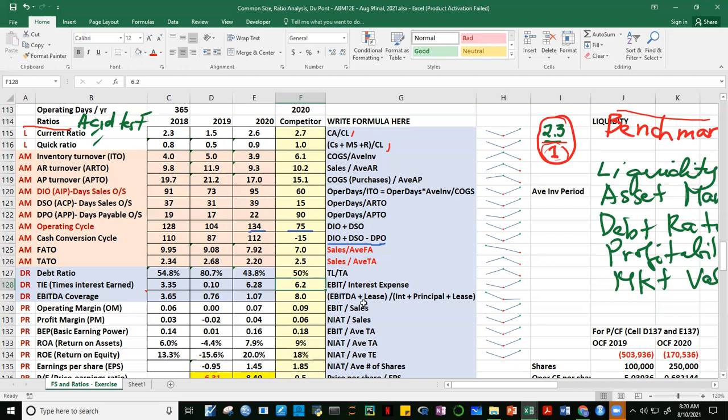Kasi di ba, remember, saan ba nanggagaling yung pagbayad sa interest expense? Sa EBIT. Kasi EBIT is earnings before interest and taxes. So the higher the times interest earned, the more capable is the company in paying its interest expense. So 3.35 dito bumaba talaga, no? Noong 2019 kasi ang laki, 'di ba? Malaki yung operating cost dito, no? Ang liit na lang ng EBIT.